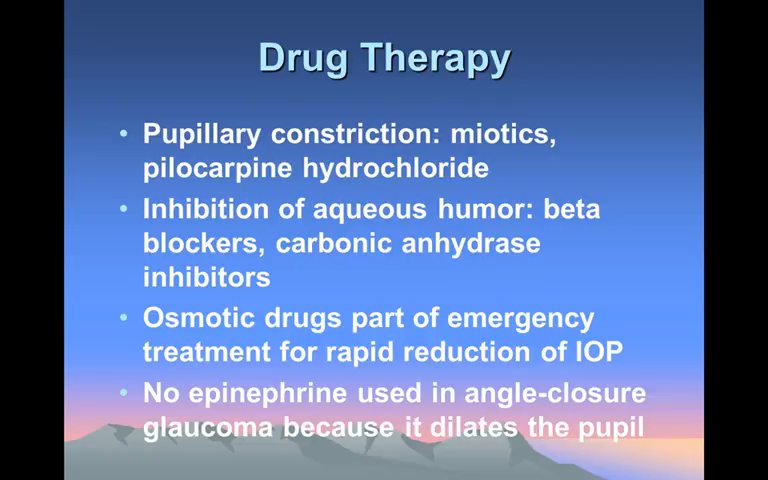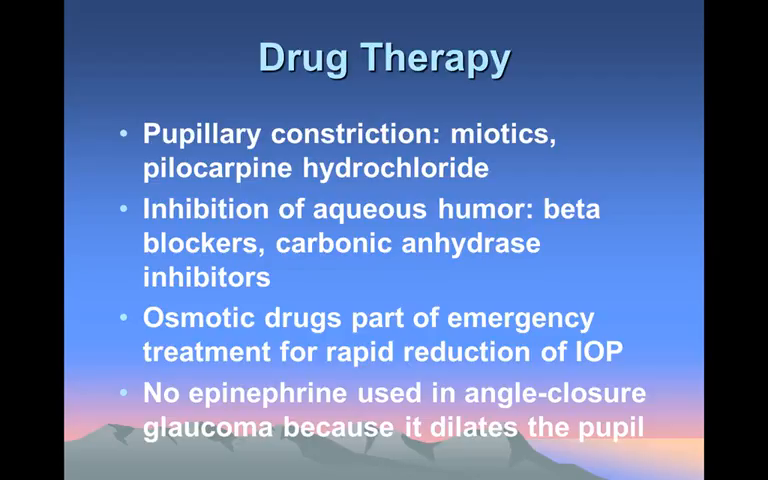You also have aqueous humor blockers, which are beta blockers and carbonic anhydrase inhibitors. Osmotic drugs, if you have emergency treatment, the main osmotic drug is mannitol, and that is a diuretic that takes fluid from all parts of your body and rapidly diureses.